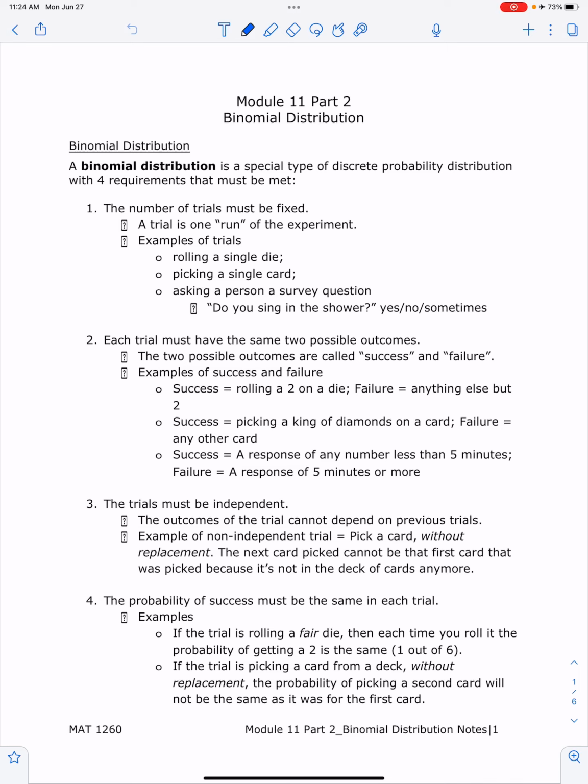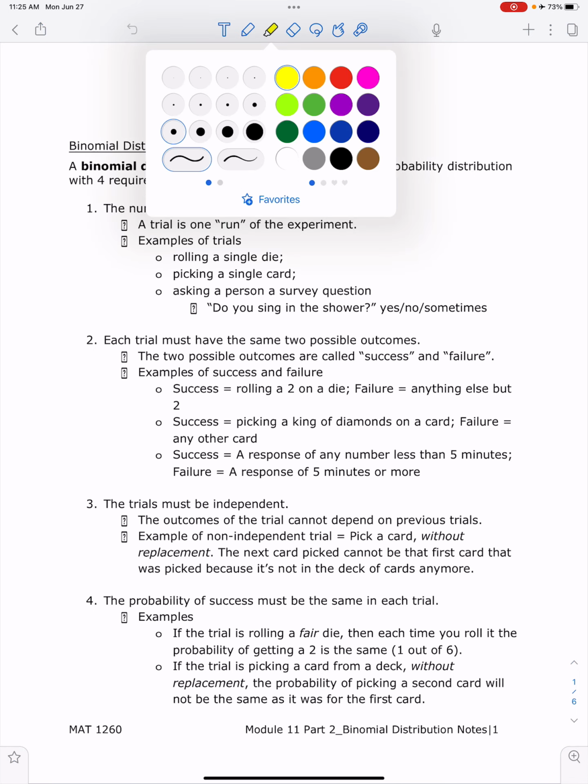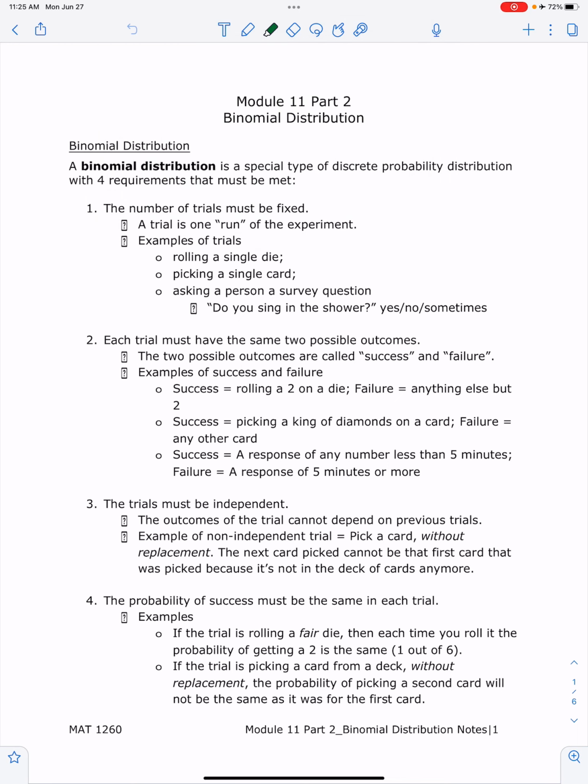For the Module 11 Part 2 notes, we are going to talk about binomial distributions. So 4 things need to be true for us to have a binomial distribution. And since we are just coming off of probability distributions, a binomial distribution is a special type of discrete probability distribution. So all of our x values, all of our possibilities are separate and discrete.